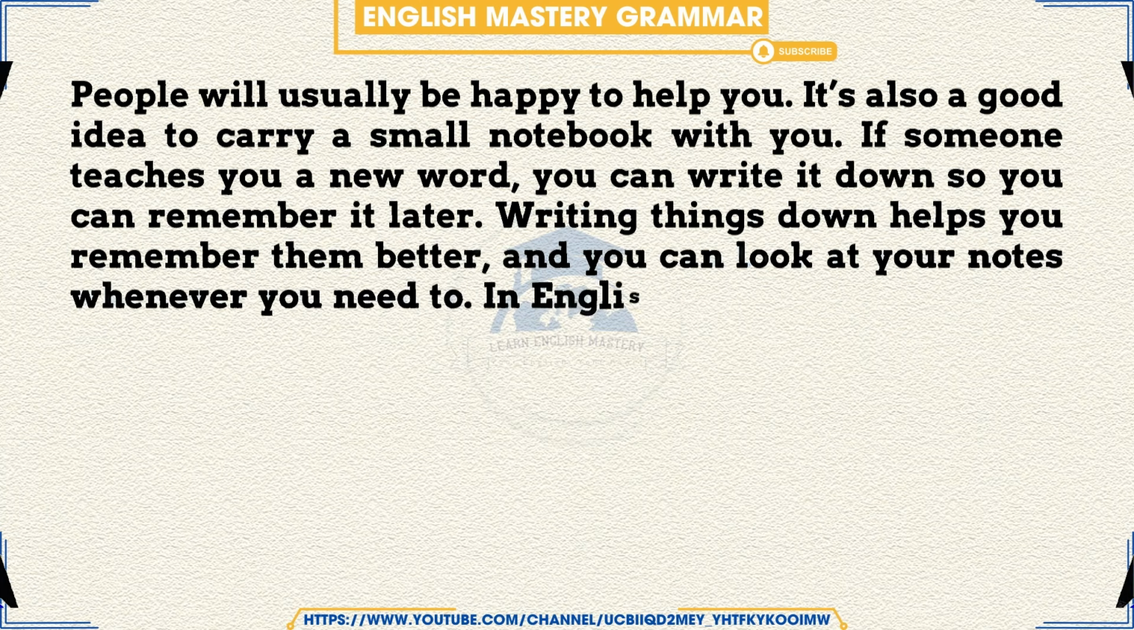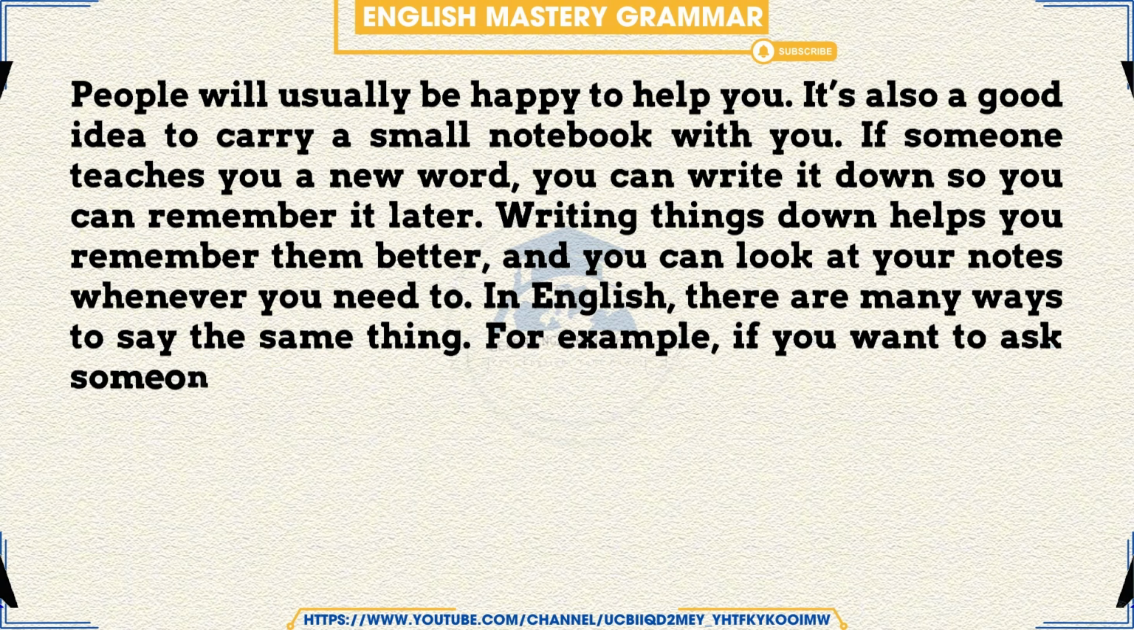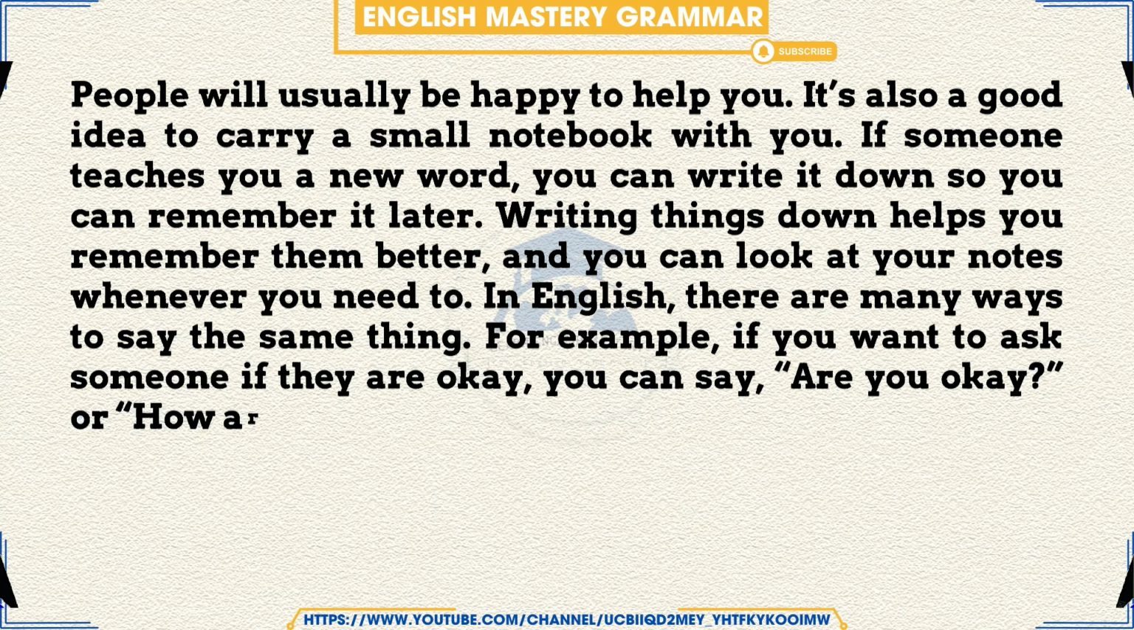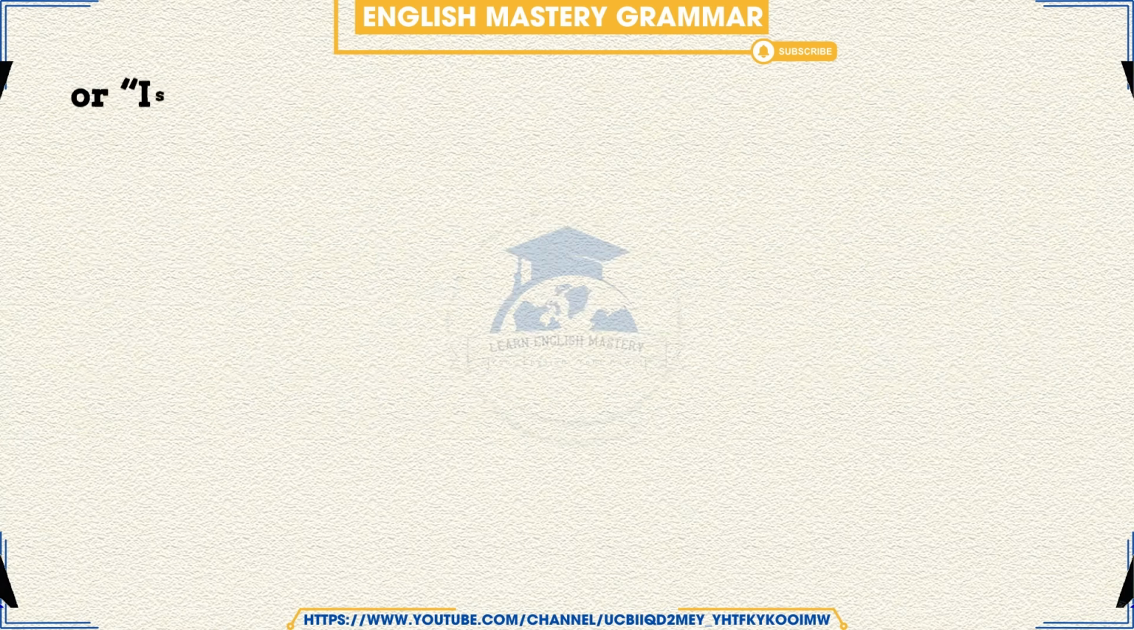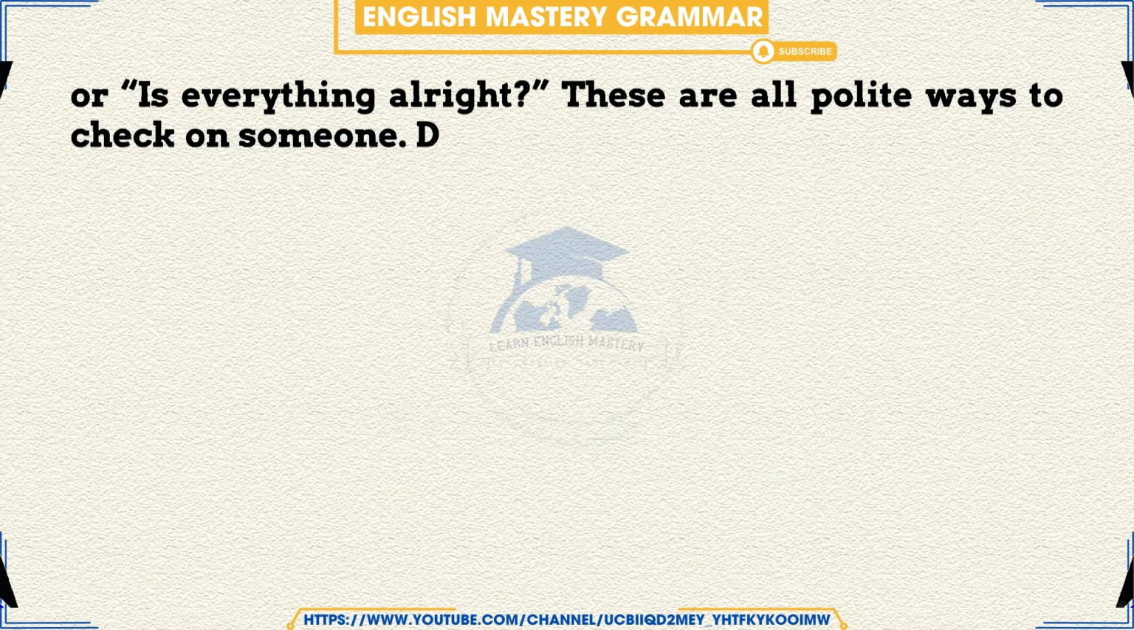In English, there are many ways to say the same thing. For example, if you want to ask someone if they are okay, you can say, "Are you okay?" Or, "How are you doing?" Or, "Is everything all right?" These are all polite ways to check on someone.